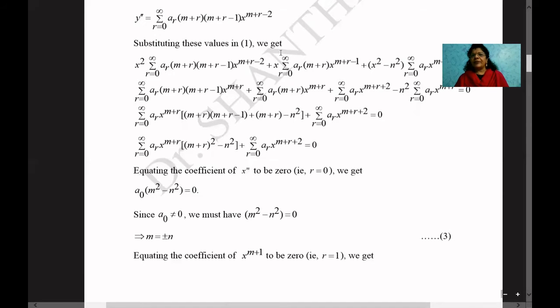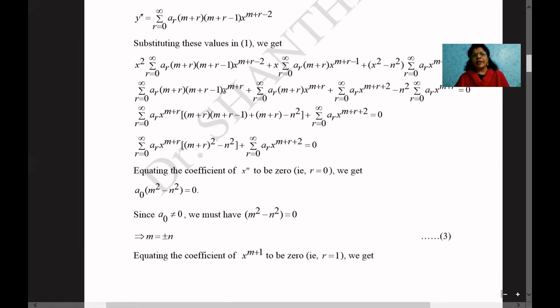So what will you get? X square I can bring inside. So you will get sigma r is equal to 0 to infinity ar into x power m plus r plus 2, this 2, minus n square into the summation. Since it is a constant, I have kept it outside. Thus we have got 4 terms. See my dears, how the 4 terms are.